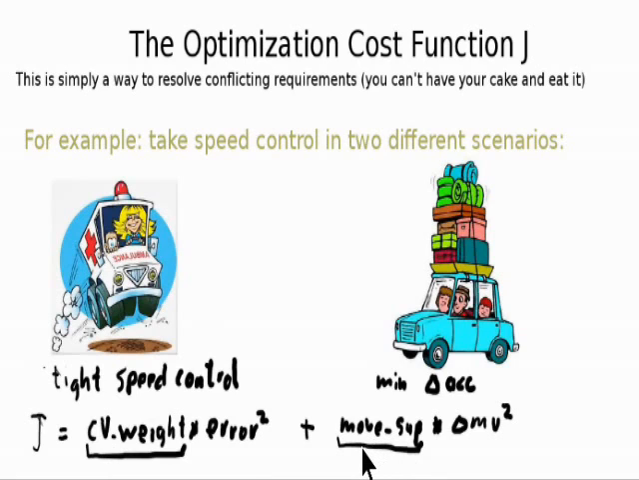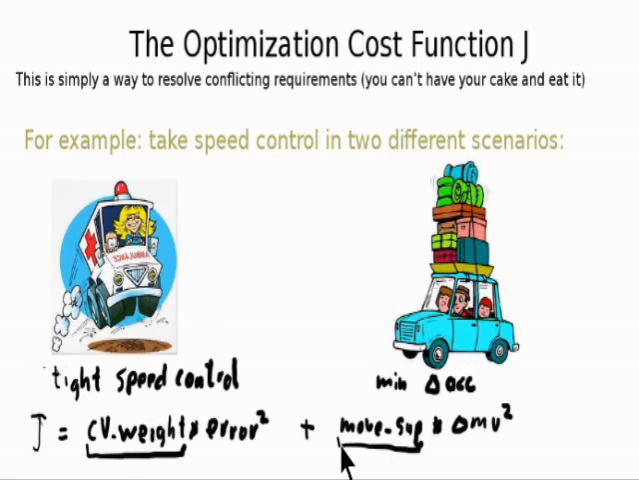So if the control objective is consistent with the application that we have there, where you care about tight control, so you care about minimizing the error squared, you would assign a high value for the CV weight and a low value for the move suppression factor. On the other hand, if the objective is more similar to this case, where you want to minimize the changes in the accelerator pedal, you would assign a high value for the move suppression factor and a low value for the CV weight.